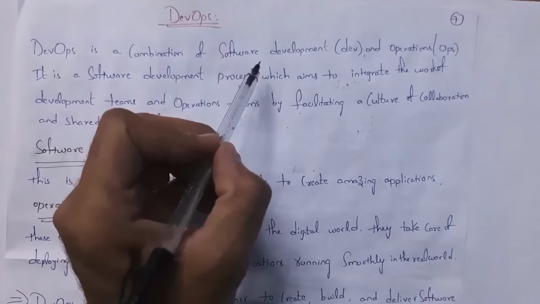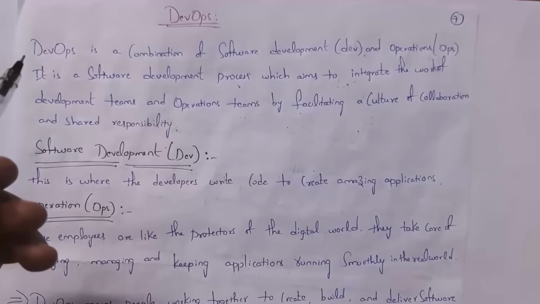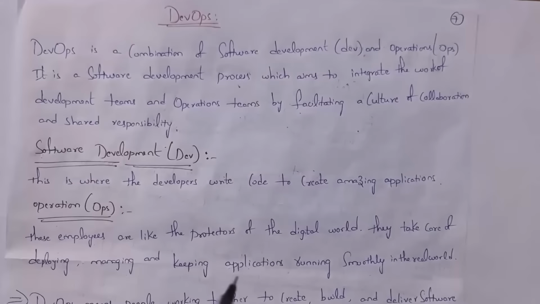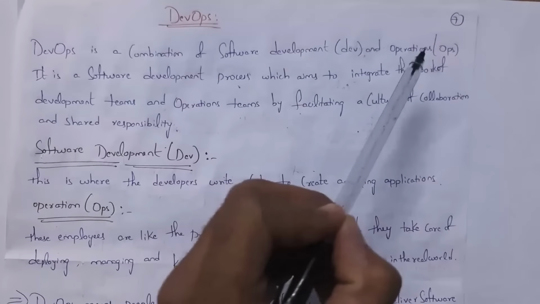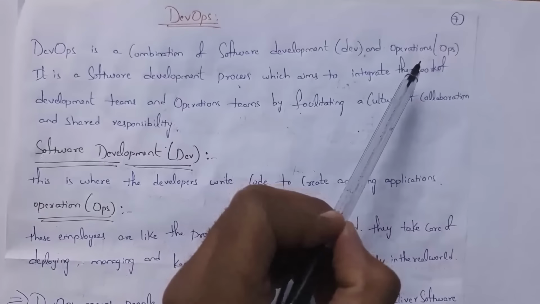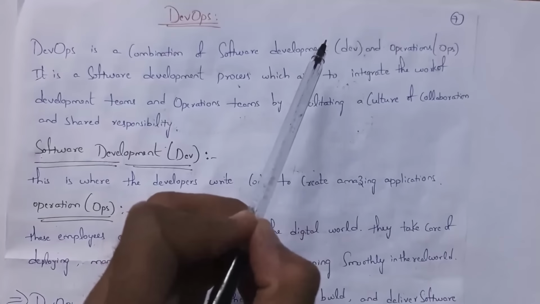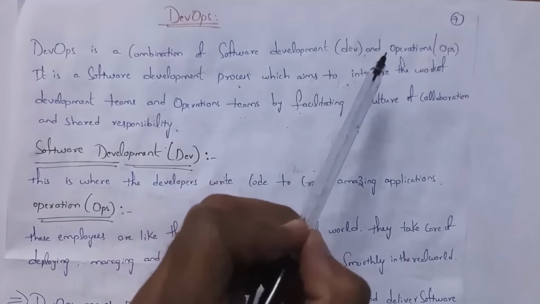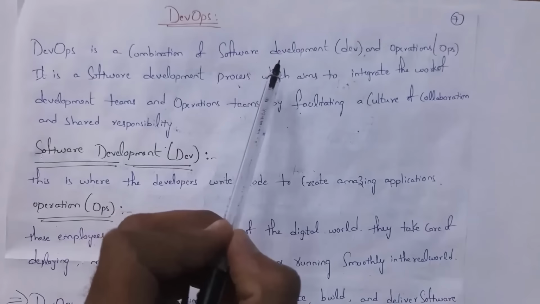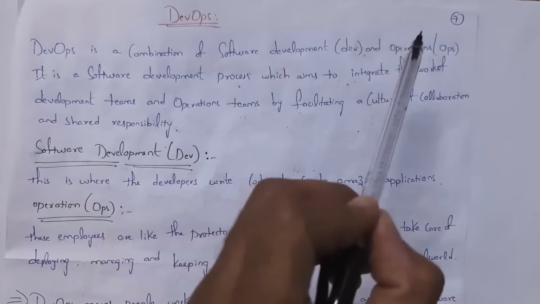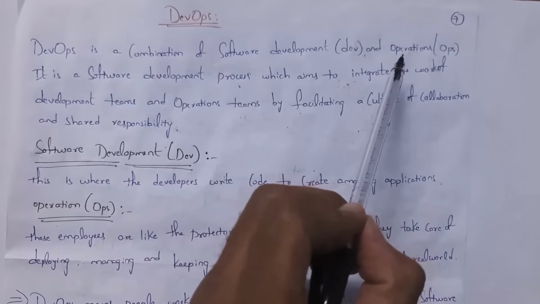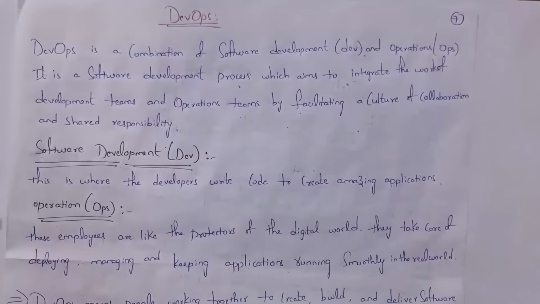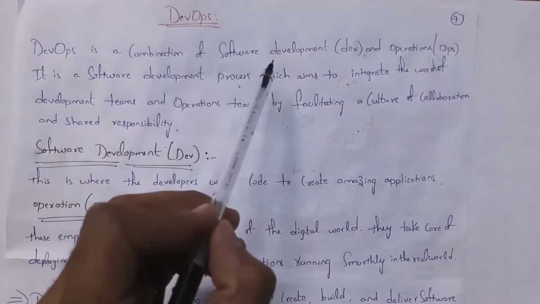Guys, the main duty of this development team is they will develop and test a software application. After developing the application, this operations team will place that application in one server. Placing a software application in a server is known as deployment. So the software development team will develop and test the application, whereas the operations team will place that application in one server. So DevOps is a combination of software development and operations.